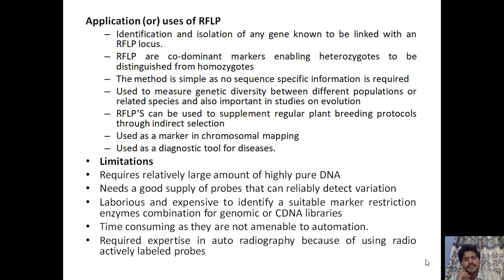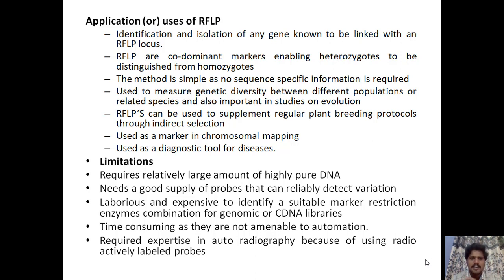Then the applications or uses of these RFLPs. These are helpful in identification and isolation of any gene known to be linked with an RFLP locus. These are codominant markers enabling heterozygotes to be distinguished from homozygotes, as I have told. The method is simple, and no sequence-specific information is required. We have not talked anything about sequence here. They are used to measure genetic diversity between different populations or related species, and are also important in studies on evolution. RFLPs are also used to supplement regular plant breeding protocols through indirect selection, as a marker in chromosomal mapping, and as a diagnostic tool for diseases. These are some applications of RFLP.